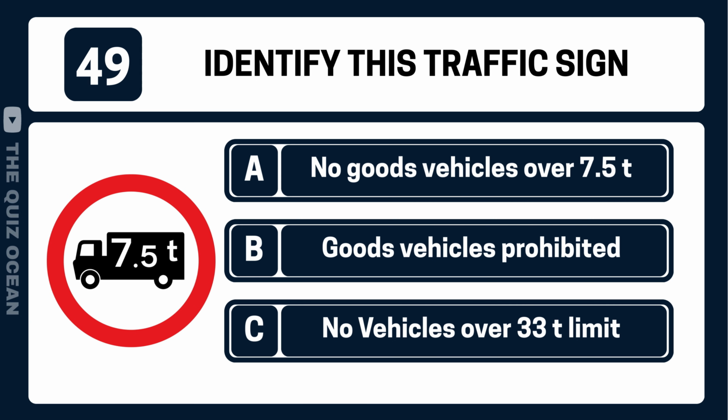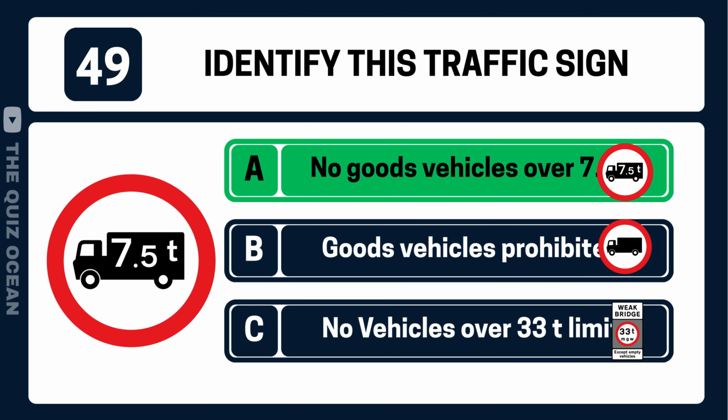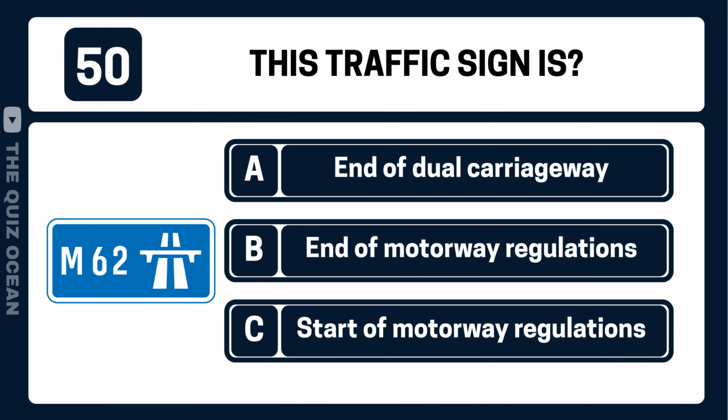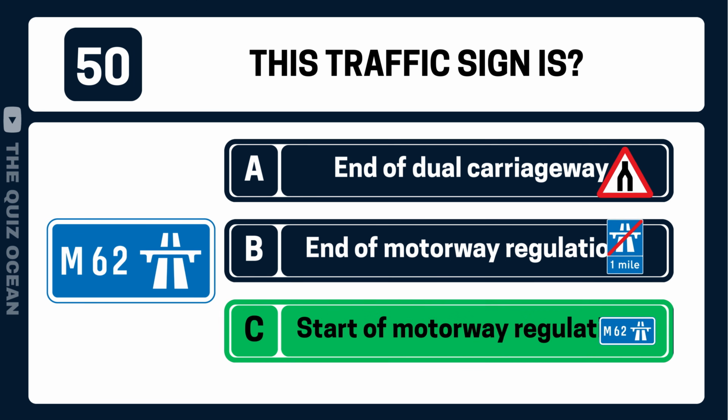Identify this traffic sign. Correct. This sign restricts access for goods vehicles over 7.5 tons. This traffic sign is... Exactly. This sign marks the start of motorway regulations.